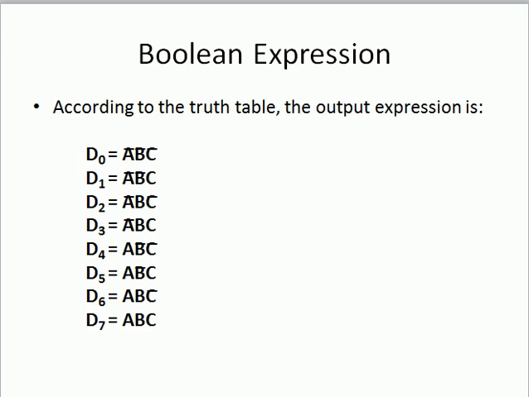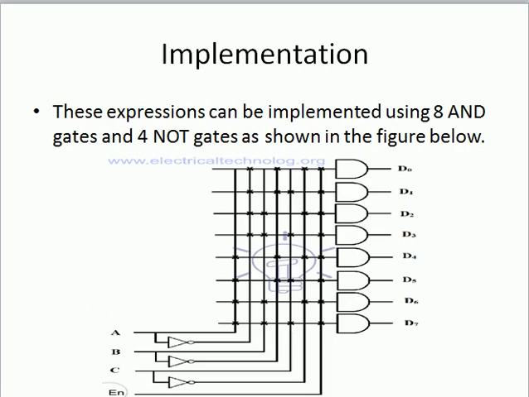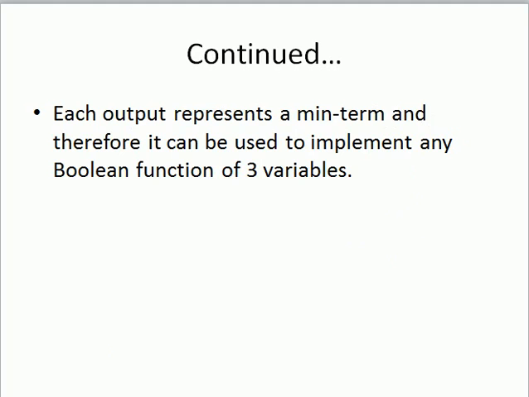Now when we implement it by using AND gates and NOT gates, then the schematic diagram for this is as here. So by using the AND gates as well as the NOT gate and one enable input, we get this implementation. Each output represents a minterm and therefore it can be used to implement any Boolean function of the 3 variables.